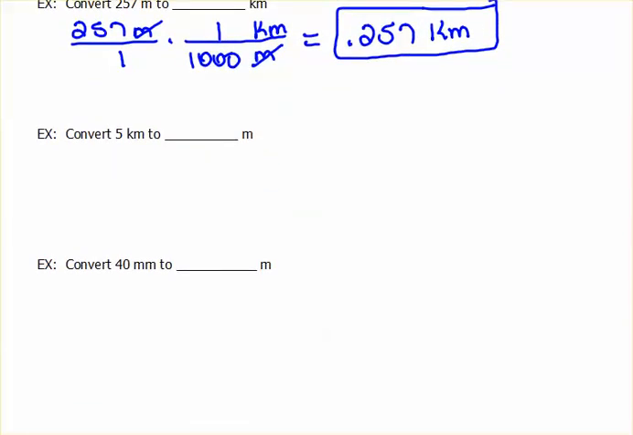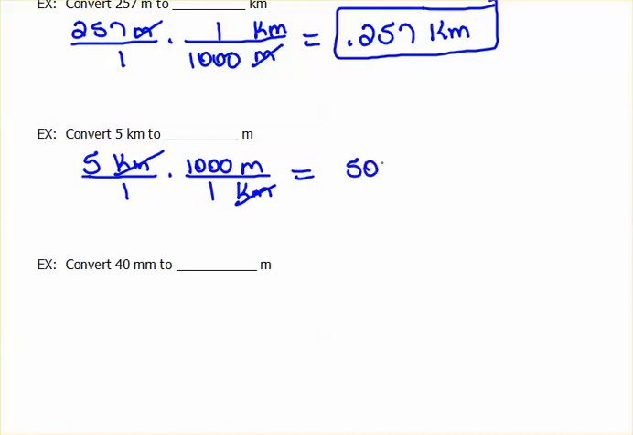Another couple to practice with: convert 5 kilometers to meters. So we're going to start off with 5 kilometers. Put that over 1 always. Now we don't want kilometers, so we're going to put it on bottom. And we can go to meters, because there's a relationship between those two. There are 1,000 meters in 1 kilometer. So now our kilometers cancel, and we have 5 times 1,000, which is 5,000 meters.